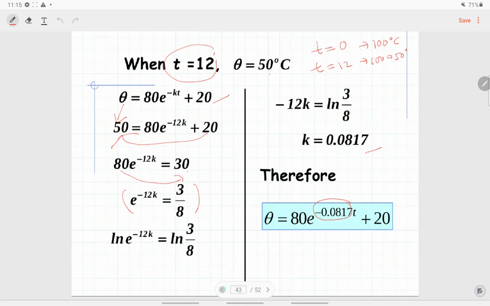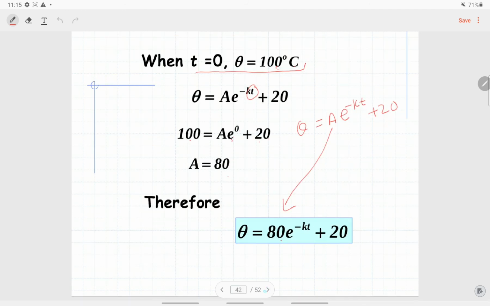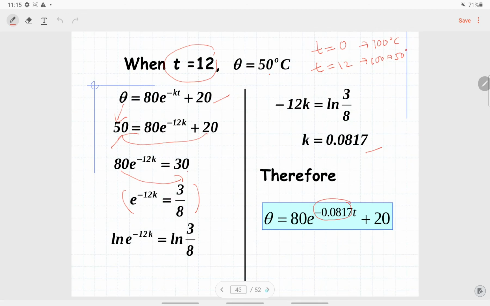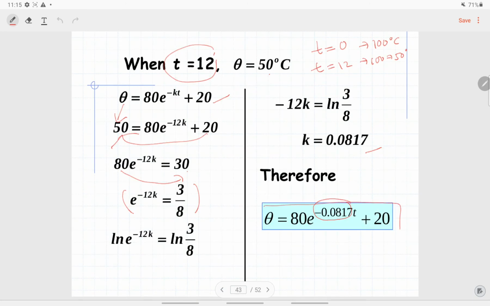And then the question: find the time taken for the object to cool from 50 degrees to 25 degrees. Okay, we don't know the value of t, right? So when theta is 25, we substitute into the equation. We don't know the value of t.